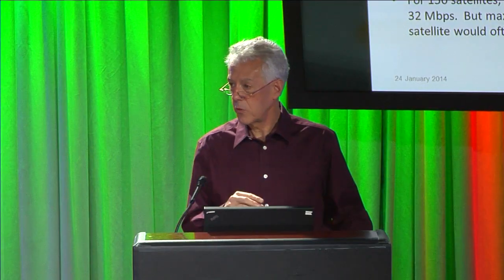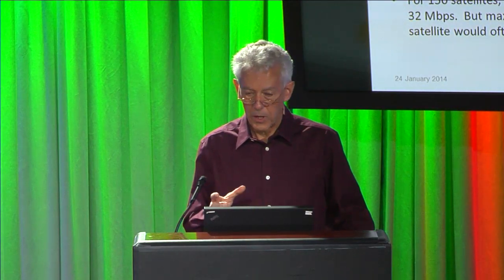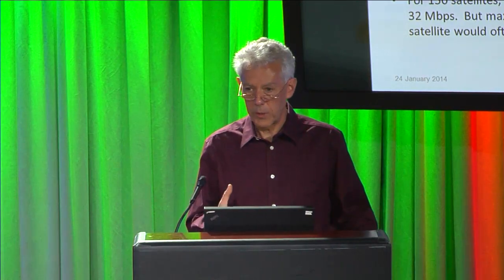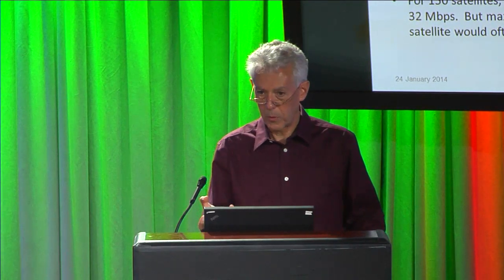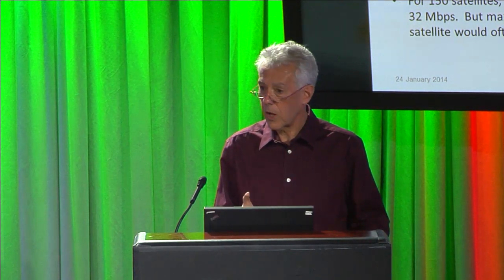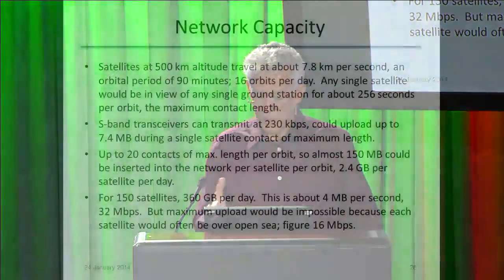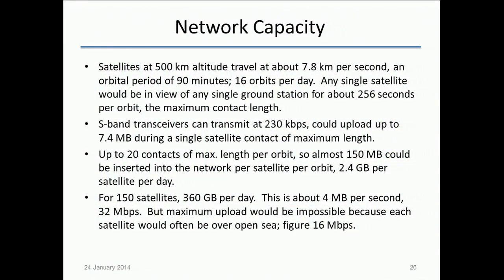If we used S-band transceivers, which is shortwave essentially, in the satellites, I believe we can pretty readily get 230 kilobits per second. And so during that 256 seconds of contact, you could, from a ground station, from a cold spot or a hot spot, upload up to 7.4 megabytes in a single contact. There would be up to 20 contacts of that maximum length per orbit. So you could upload almost 150 megabytes per satellite per orbit. And so about 2.4 gigabytes per satellite per day could be inserted into the network.